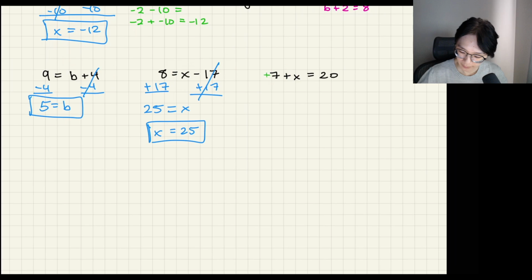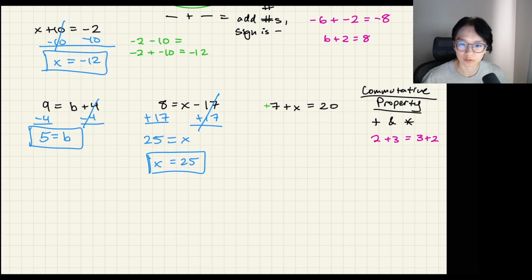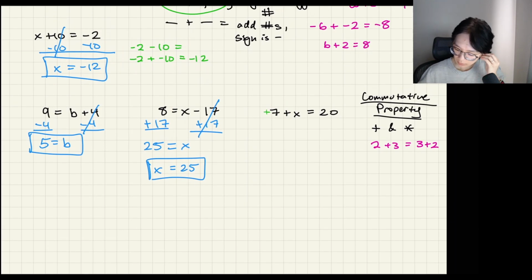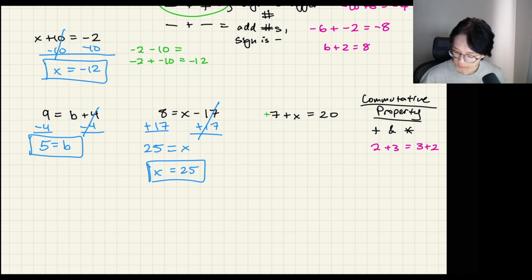Or there's something called the commutative property that applies to addition and multiplication, where basically you can swap the order of things. Like, for example, 2 plus 3 is the same thing as 3 plus 2, right? Both of them are 5. Same for multiplication. 2 times 3 is the same thing as 3 times 2. They're both equal to 6, right?